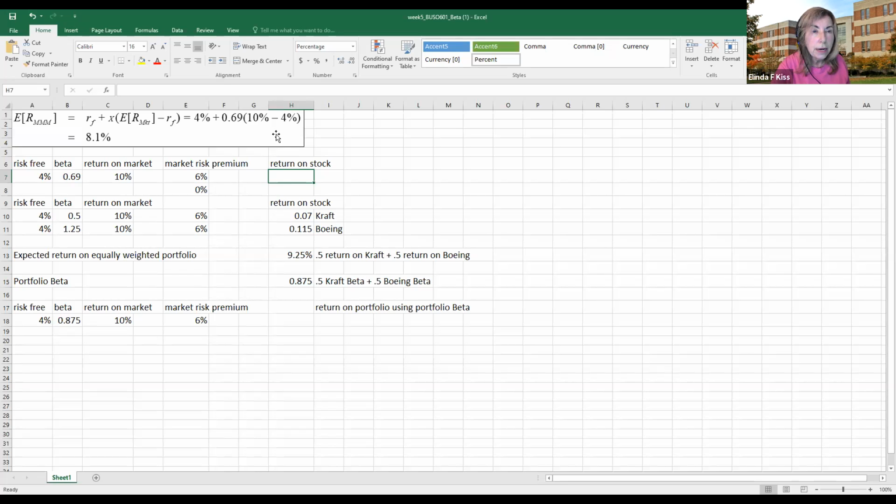And you can see here's the equation, and now I will calculate the return on the stock using the capital asset pricing model. First, I have calculated the market risk premium by subtracting the risk-free rate of 4% from the return on the market of 10%. Now I use the equation equal to the risk-free rate plus the beta of the stock multiplied by the market risk premium, and get here a return on the stock of 8.1%. Let's go back to our PowerPoint for a minute.